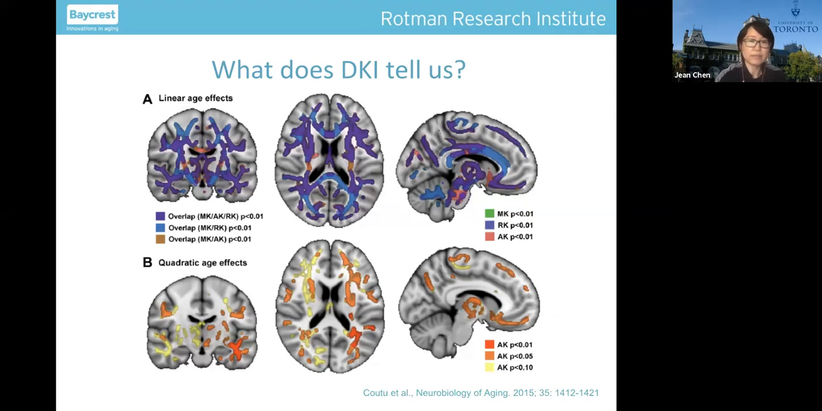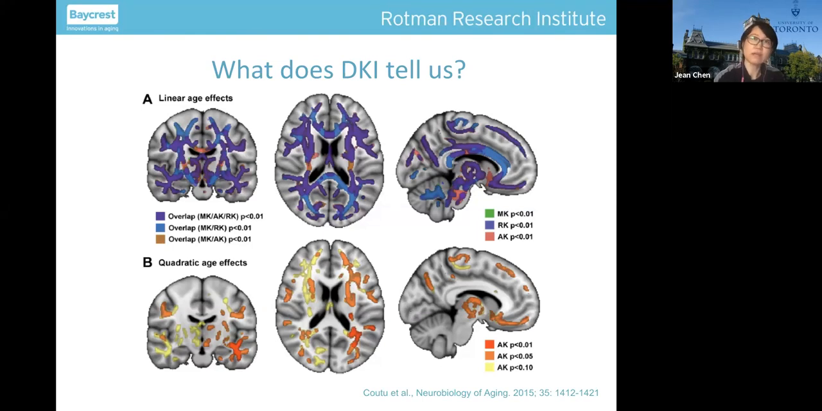Of course, at that time, we were not considering this effect of the crossing fibers. So overall, in this paper, which was based on this work in 2015 by Jean-Philippe Coutu, we found generally very strong kurtosis reductions across the lifespan. So as people get older, their kurtosis values are lower, whether it is looking at the mean kurtosis, radial, or axial kurtosis. And in some regions, we might actually characterize that with quadratic instead of linear patterns.